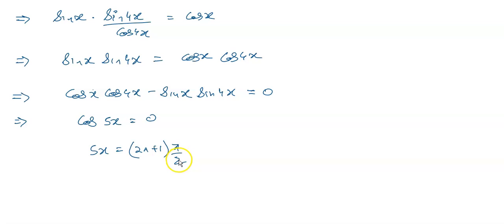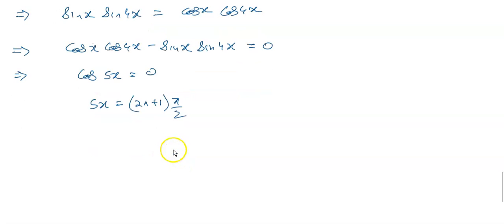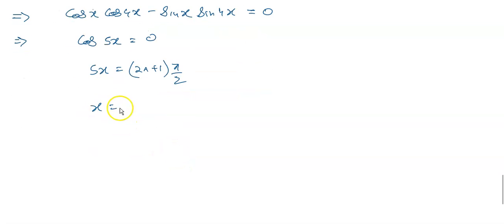Now, what do we have to find? We are supposed to find the number of solutions belonging to 0 to pi. So first let us write x is equal to 2n plus 1 into pi by 10. Now the solution is needed between 0 and pi. So let's see.